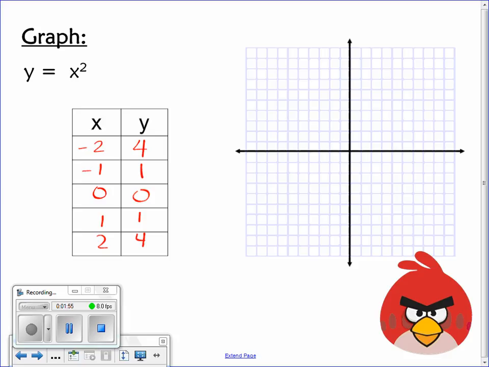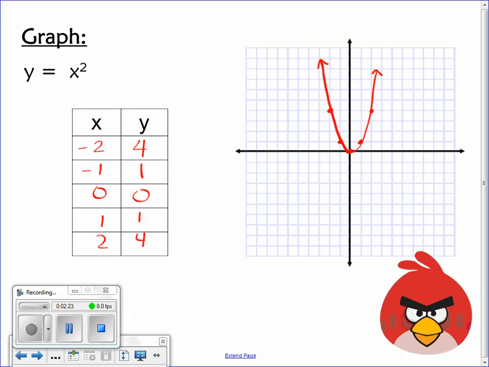All right, so let's go ahead and plot our points. -2, 4. So back 2, up 4. We have -1, 1. 0, 0. 1, 1. And 2, 4. All right, so you should end up with a graph that looks something like that.